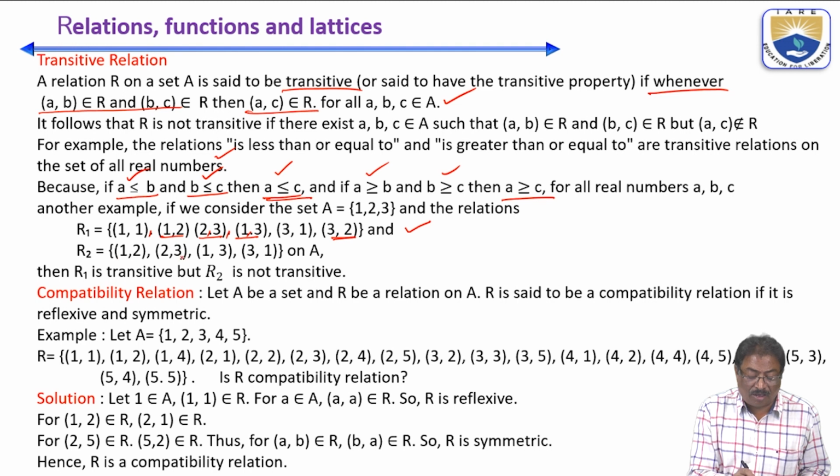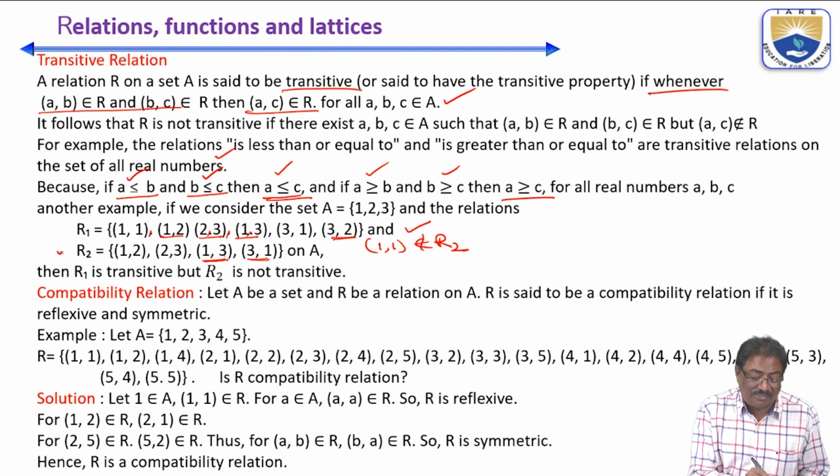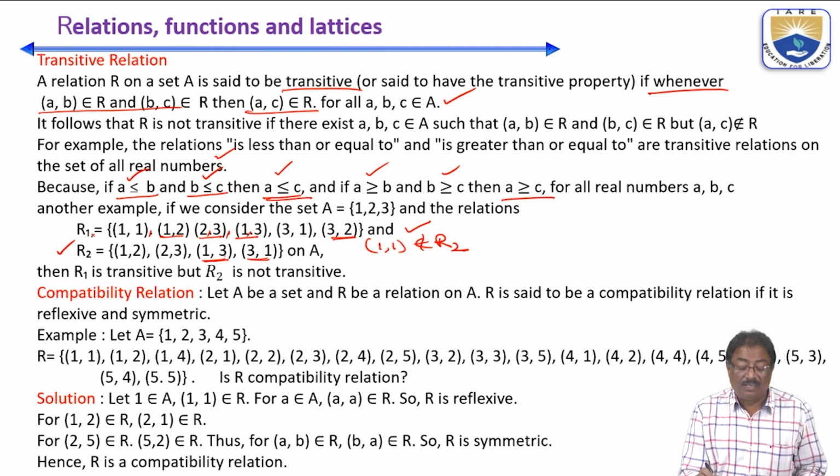But in R2, 2 to 3 will be there, 3 is related to 1, 1 is related to 3, then 1 to 3, 3 to 1, but there is no 1, 1. 1, 1 does not belong to R2. Then we can say that it is not transitive.